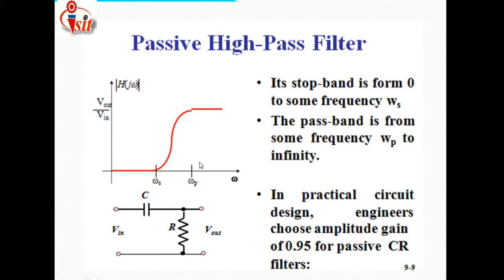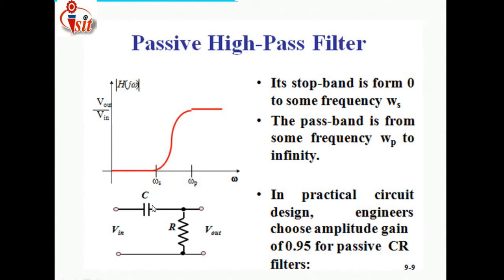That means Wp is the angular pass band frequency, and Ws indicates the angular stop band frequency. Extending from this range, all the frequencies are passed, and from 0 to Ws, the stop band frequency, up to this range, those frequencies are stopped. In a practical circuit design, the engineers choose the amplitude gain of 0.95 for the passive CR filters.